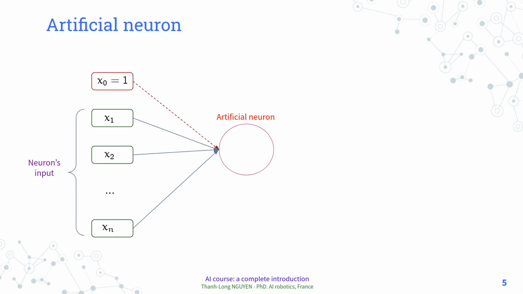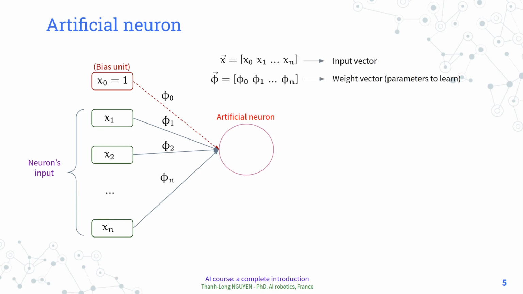As you already learned from previous lessons about linear regression and logistic regression, you know that this is called the bias unit, okay? Next, we would like to put a weight for each of these inputs: phi0, phi1, phi2 up to phin. So we have vector x consisting of x0, x1, x2 up to xn as the input vector. And similarly, vector phi is the weight vector consisting of weights or parameters to learn.